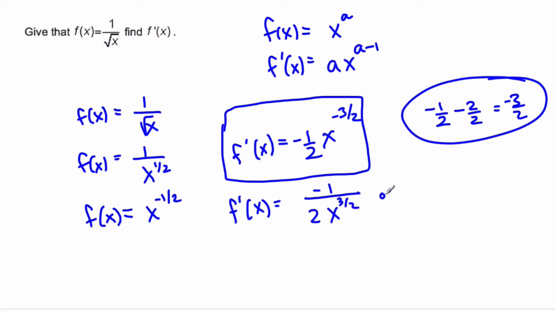That's one possibility. Or we could write negative 1 over 2. Since this was written with a root, sometimes people like the answer to be written as a root, so we can say square root of x cubed. Just break up that square root, that 1/2 power, and put it as a square root. So all three of these are technically correct.